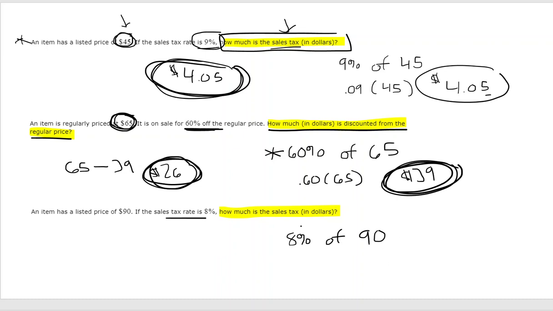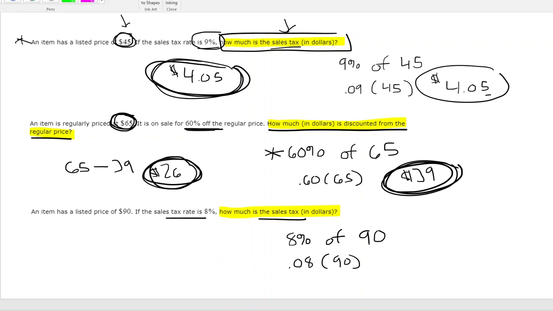That will tell us how much the sales tax is. Okay, so to find 8% of 90, we take the 8, we divide by 100 to get rid of the percentage sign, and that becomes 0.08. 0.08 times 90 is 7.2. That's what it says in the calculator, 7.2.